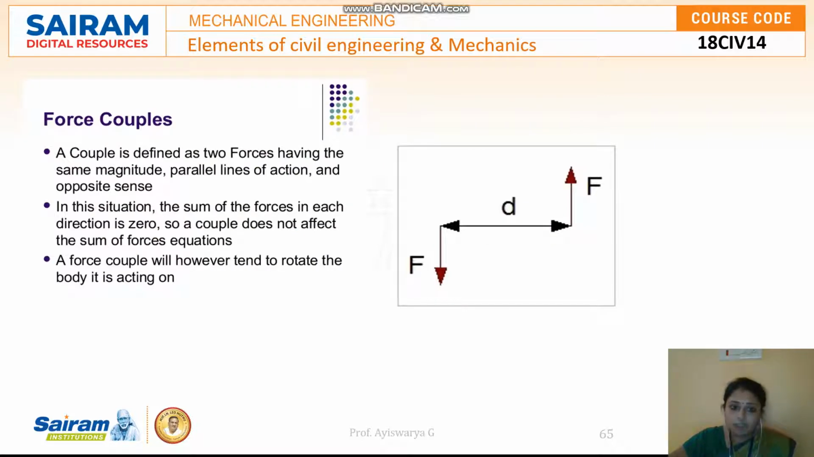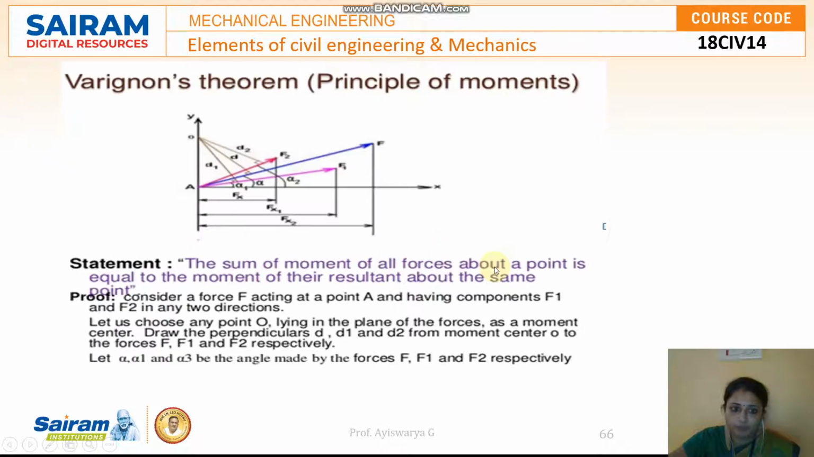Right. So what is meant by a couple? It is defined as two forces. When you have two forces separated by a definite distance, having the same magnitude but opposite direction, it is said to be a couple. So the sum of forces in each direction will be zero, but the rotational effect will have some value.